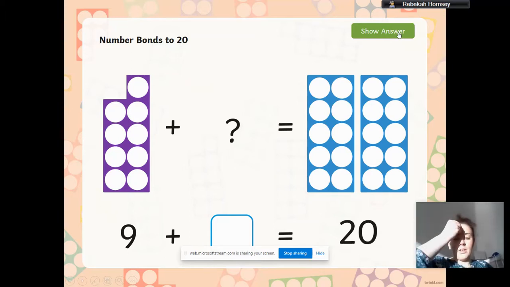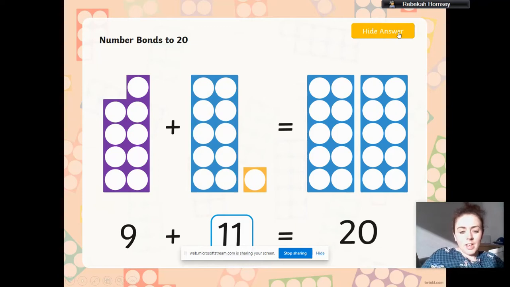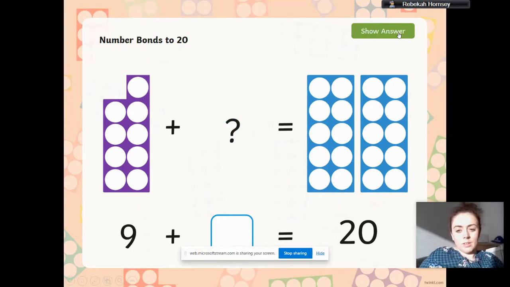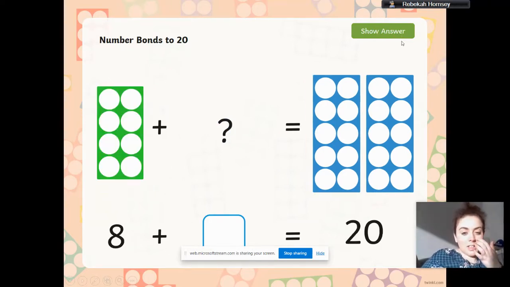So you could put 9 in your head and count on till you get to 20 and see how many times you count on. So if I put 9 in my head, I've got 9 here, 9, 10, 11, 12, 13, 14, 15, 16, 17, 18, 19, 20. So that was 10 and 1. That was 11. So I think 9 add 11 equals 20. Shall we see? I was right. 9 add 11 equals 20. Oops, just hid the answer again. But 9 add 11 equals 20.